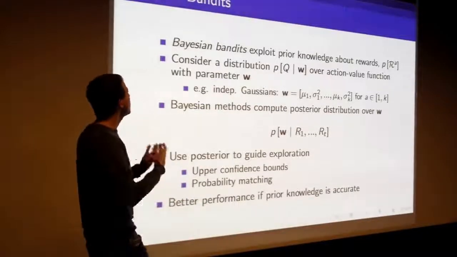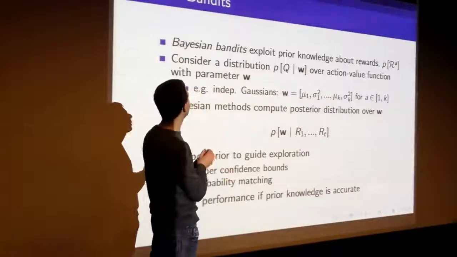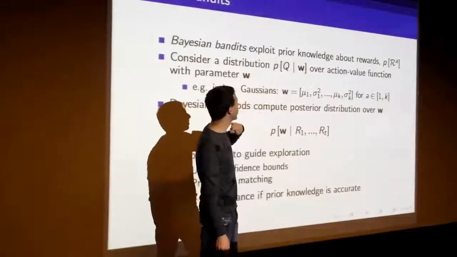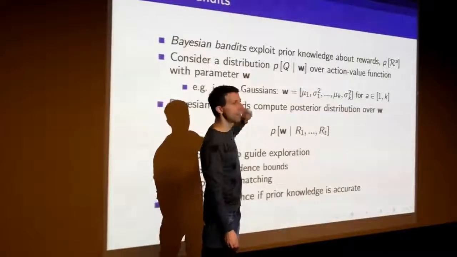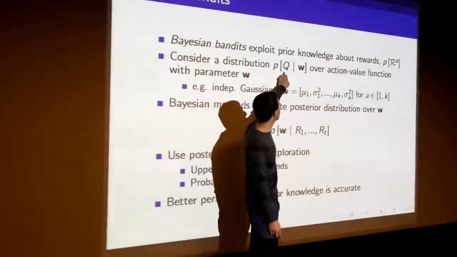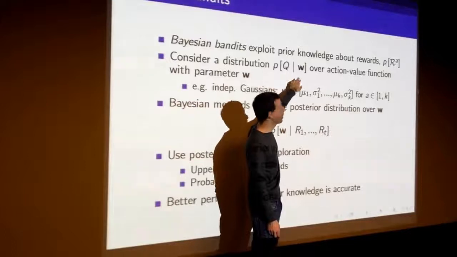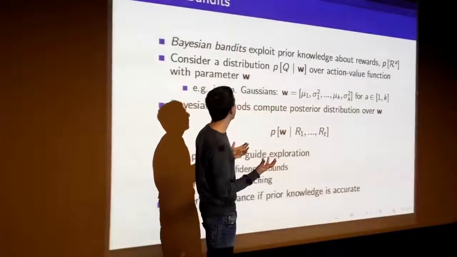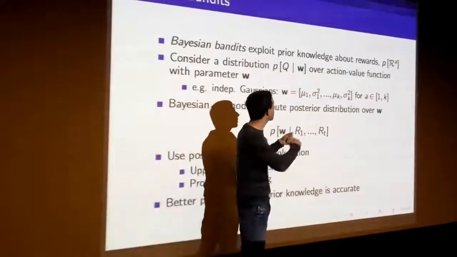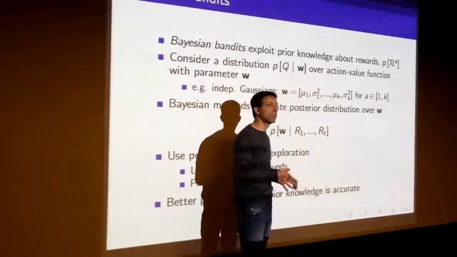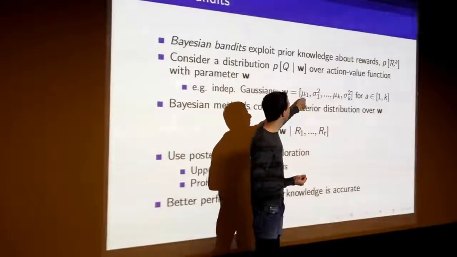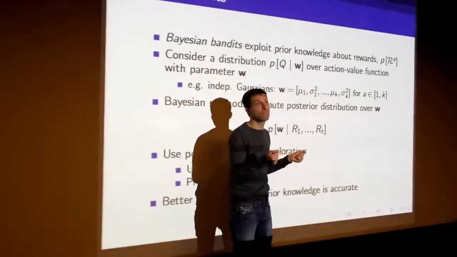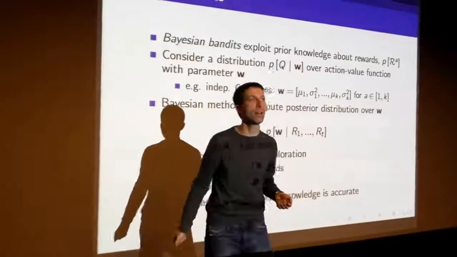And so the Bayesian bandit does that by starting off with some distribution over the action value function that's parameterized. So we have a parameterized distribution over our Q values, parameterized by a parameter vector W. And what the Bayesian approach does is it starts to, with experience, update these Ws. So an example of the Ws would be the means and the variances of each of our arms, the Q values for each of our arms.